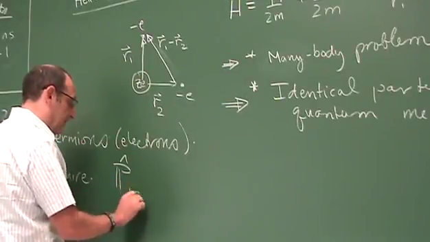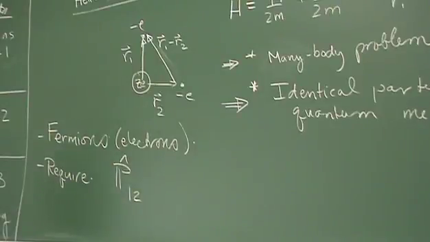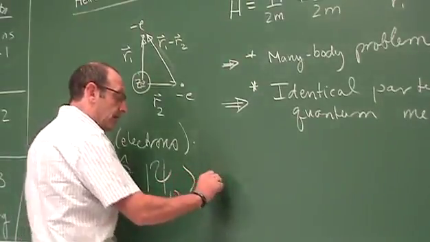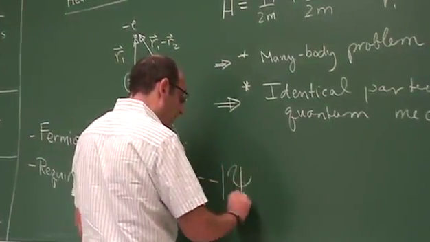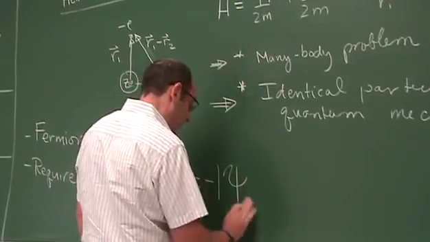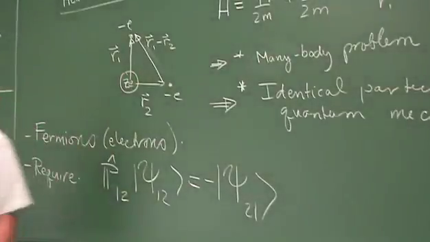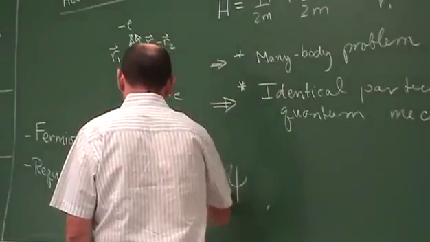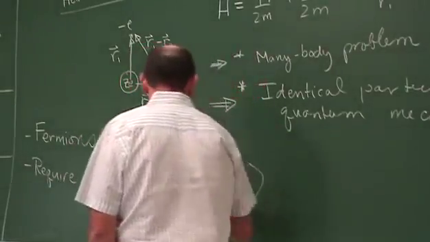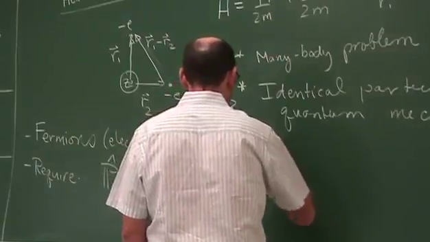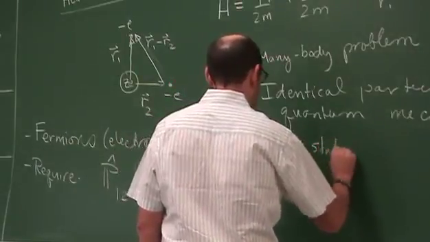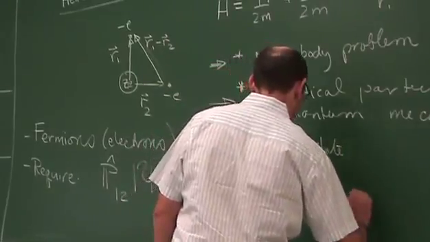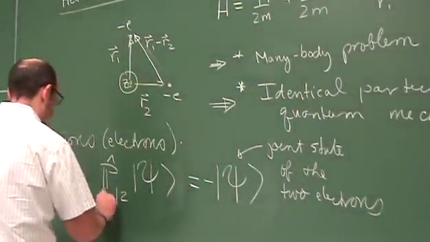well, in this case, let's just say we have two electrons. So we have electron 1 and electron 2, that whatever the state of the system, the state must pick up a phase of -1 if we exchange. So this is the joint state of the two electrons. And this is the exchange operator.